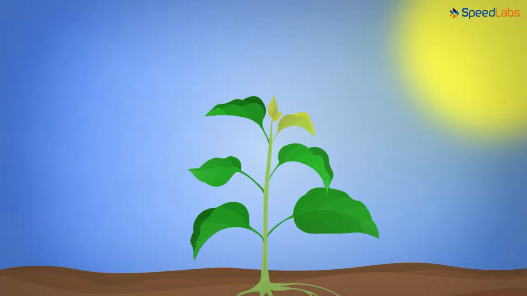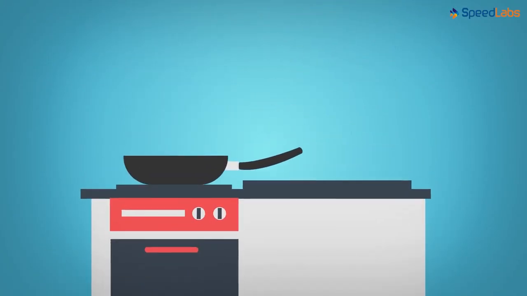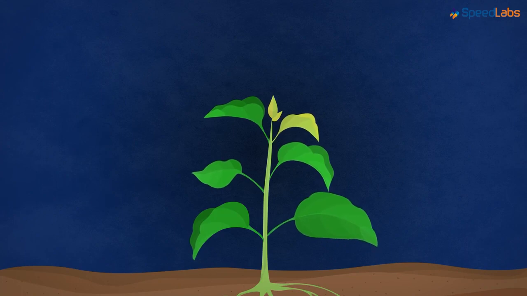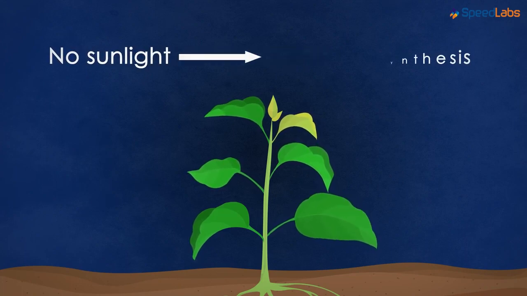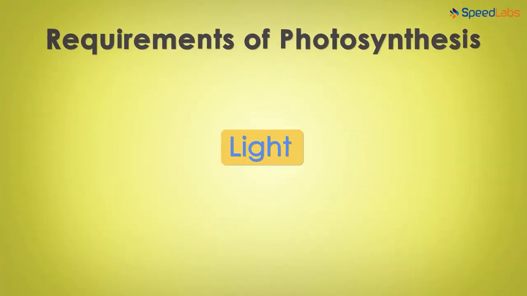Do you think that green plants will be able to carry out this food-making process if light is unavailable? Let us suppose we are given something to cook and not provided with a flame. Will it be possible for us to cook? No, we can't. This is exactly what happens in a green plant. If there is no sunlight, the process of photosynthesis will not take place. So light is the first requirement of photosynthesis.